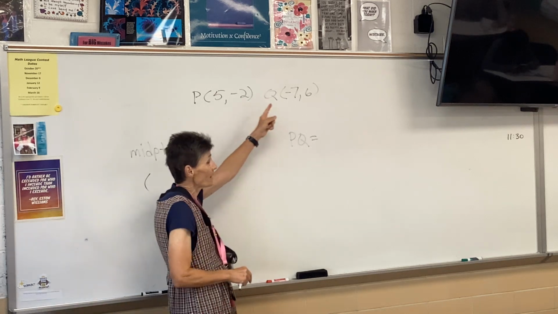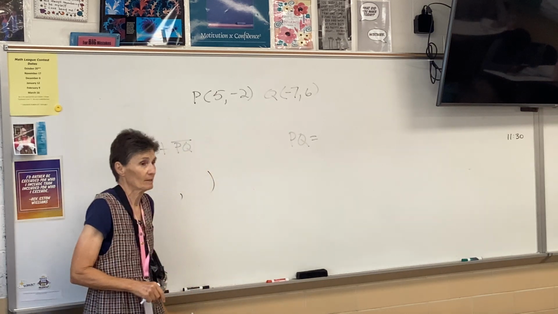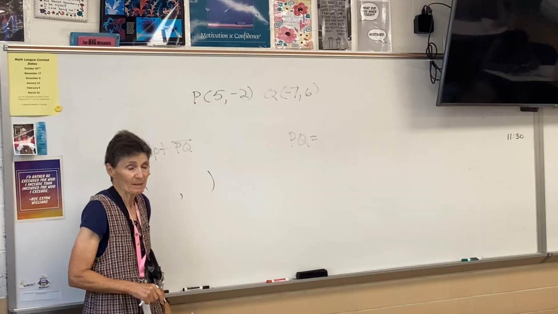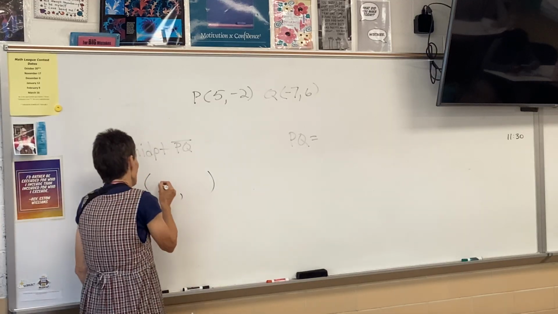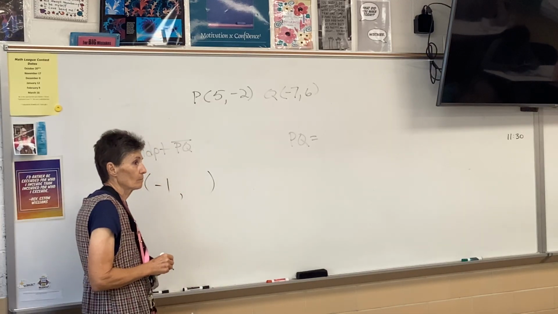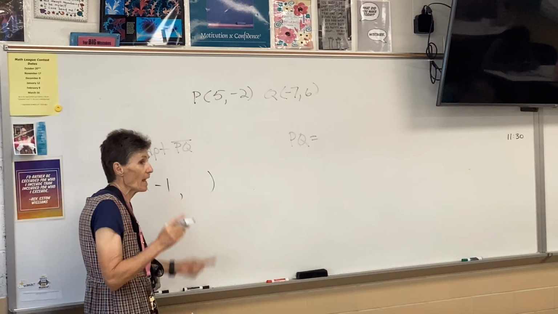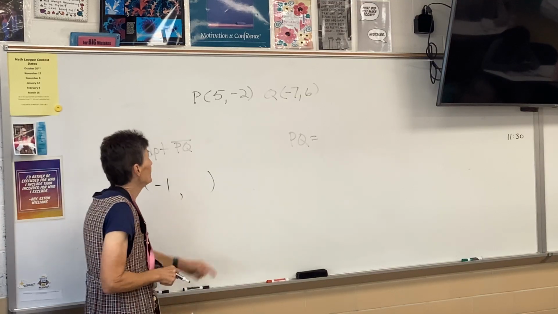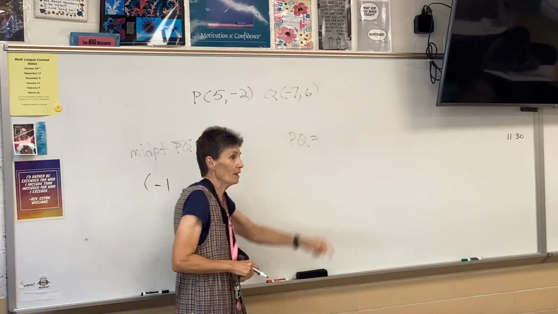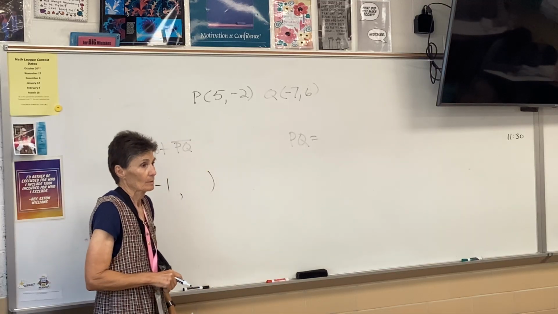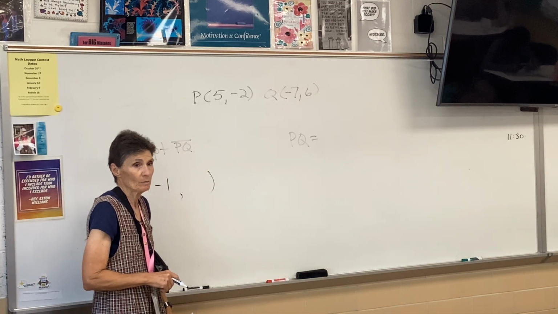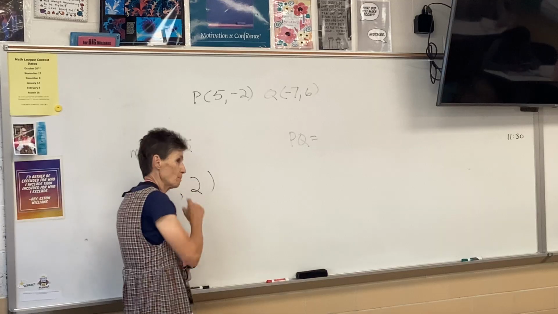What is 5 plus negative 7? Negative 2. Divided by 2, negative 1. Average: add them, divide by 2. All right, negative 2 plus 6 is 4. Divided by 2, 2. There's a midpoint.